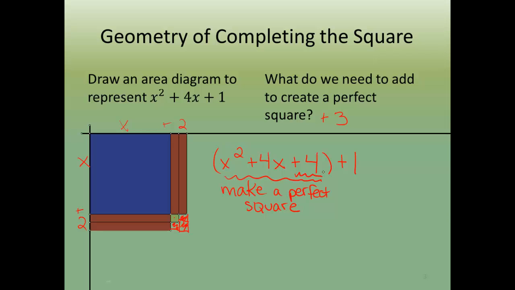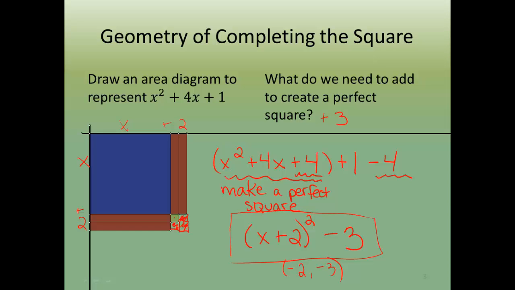Again, in algebra, you can't just add 4s anytime you want. So to keep it balanced, I am going to subtract that same 4 I just added. So here we've made a perfect square, the x plus 2 squared, which is exactly the picture that we have drawn. Combining like terms, minus 3. And so that is the completed square version. My vertex would be at -2, -3.